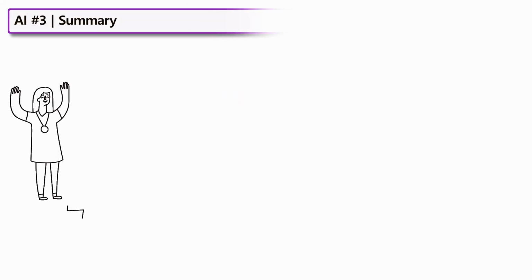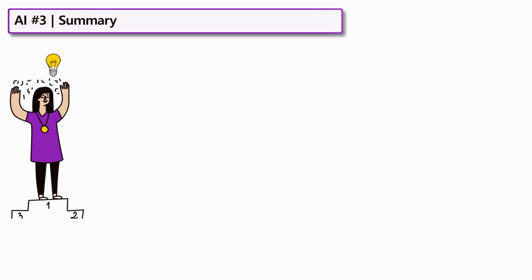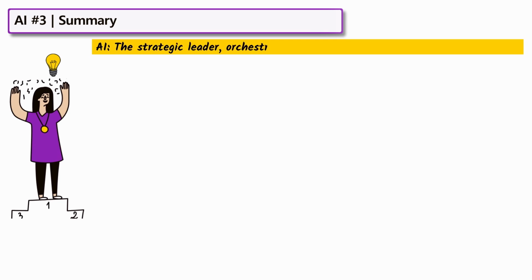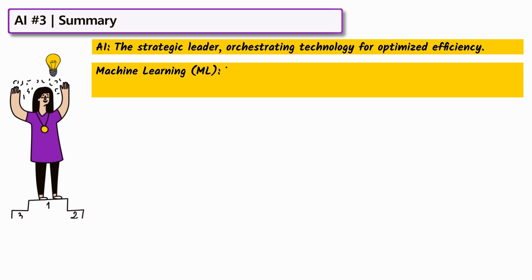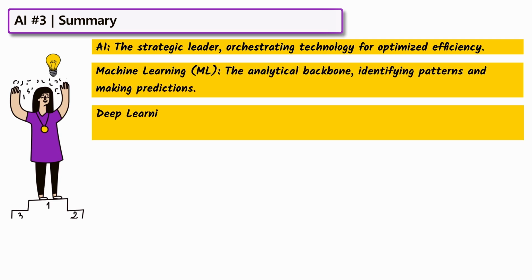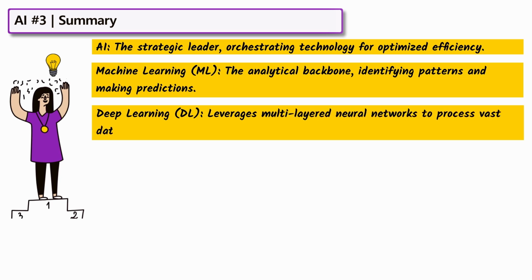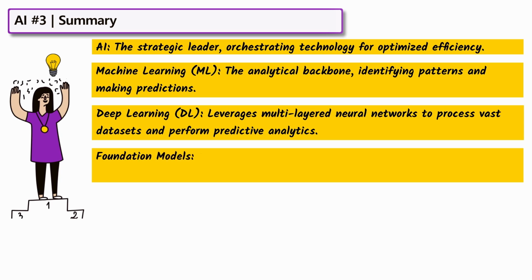All right, let's put everything together. AI, the strategic leader, orchestrating technology for optimized efficiency. Machine learning, the analytical backbone, identifying patterns and making predictions. Deep learning leverages multi-layered neural networks to process vast datasets and perform predictive analytics. Foundation models, adaptable AI frameworks powering text, image, and audio applications.